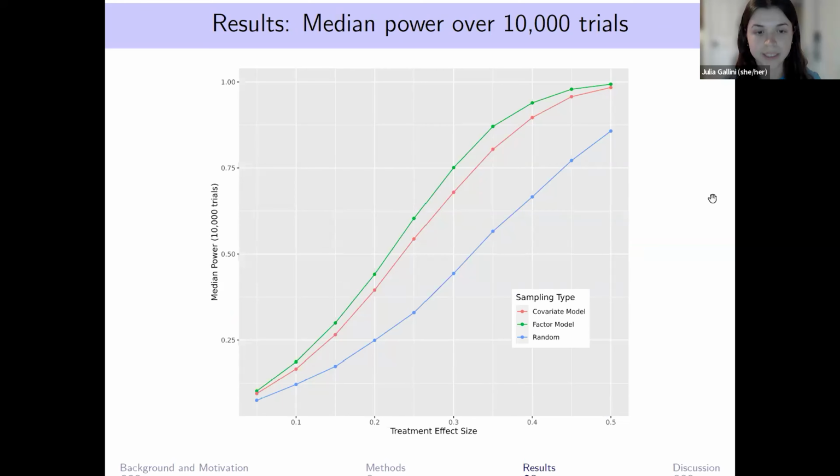Most realistically, we're going to see treatment effects between 0.2 and 0.4. And so that's kind of the area we like to focus on to see if this is actually greatly improving our power, and we determined that it is.